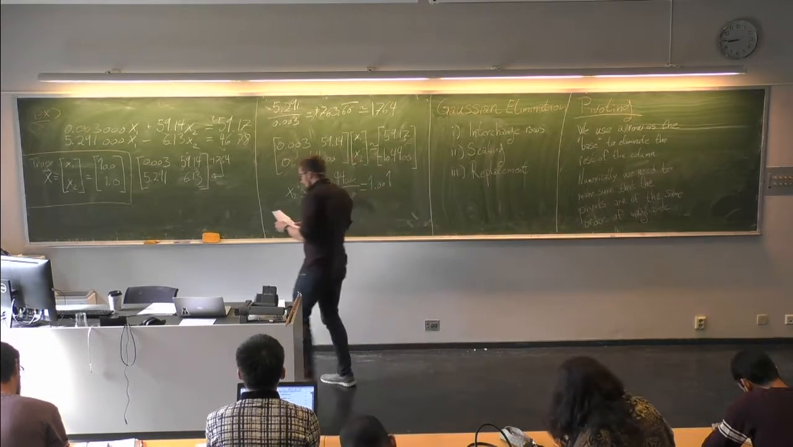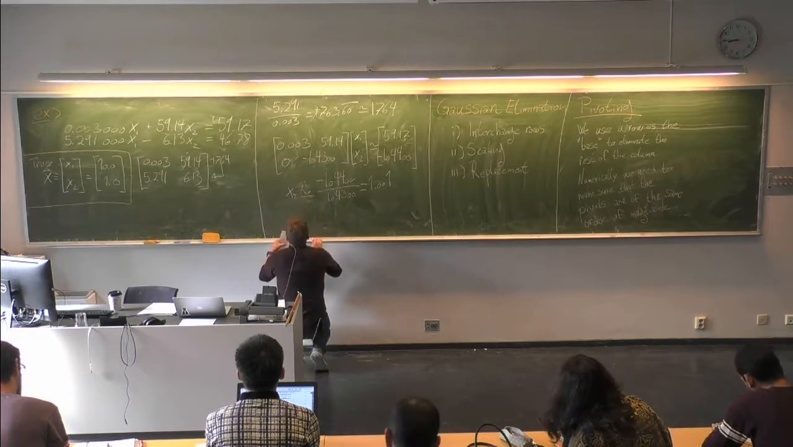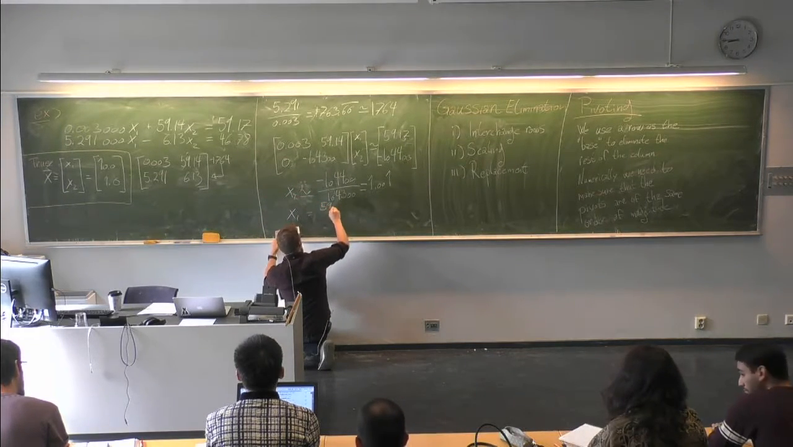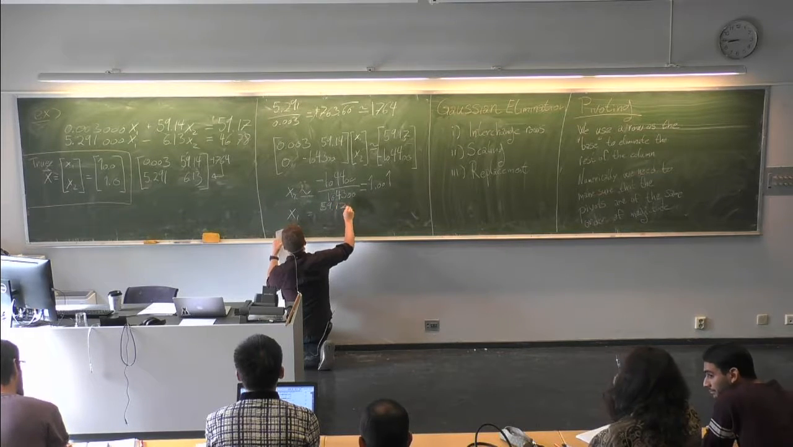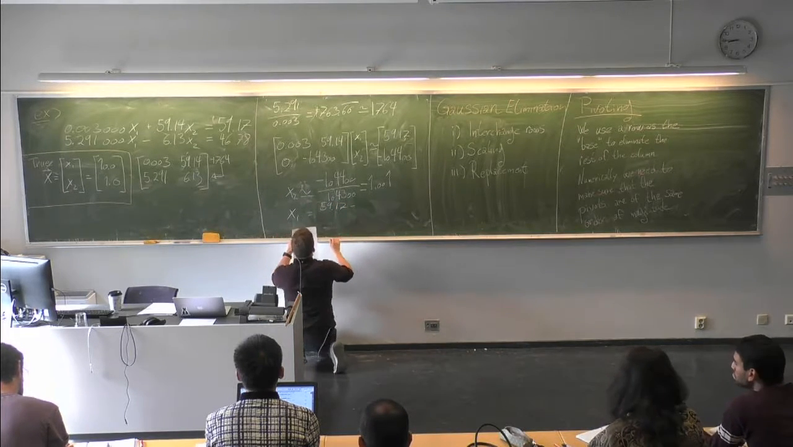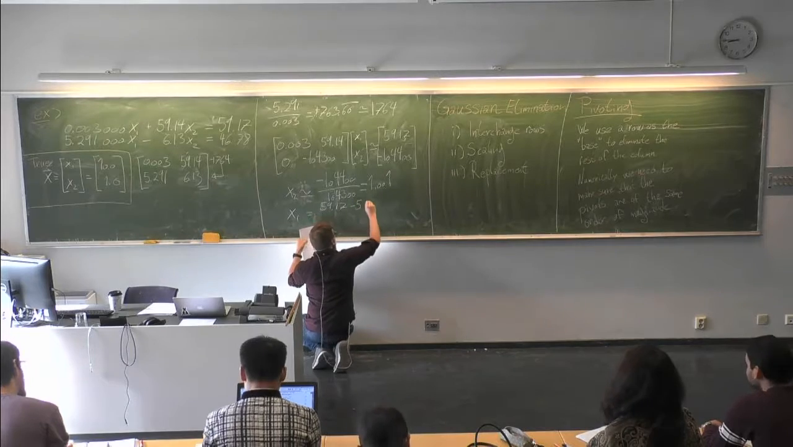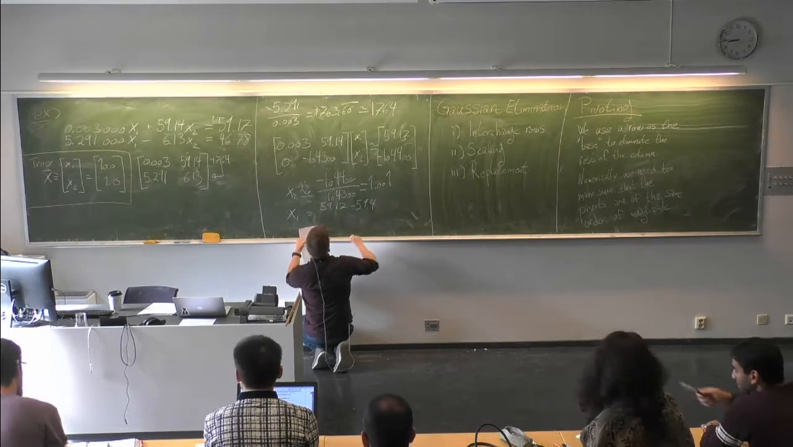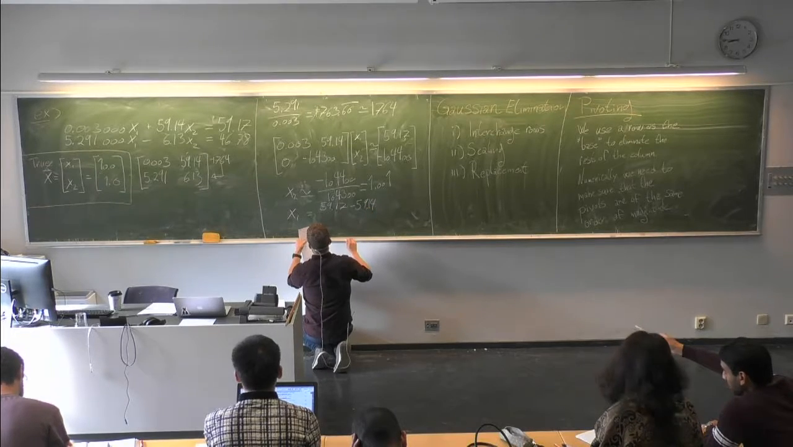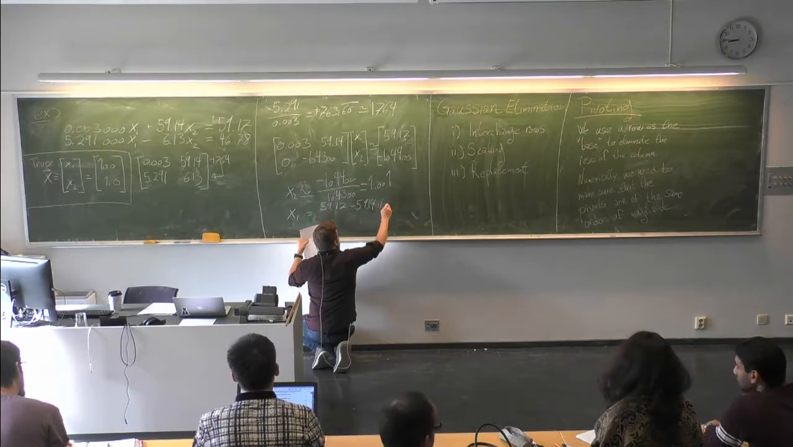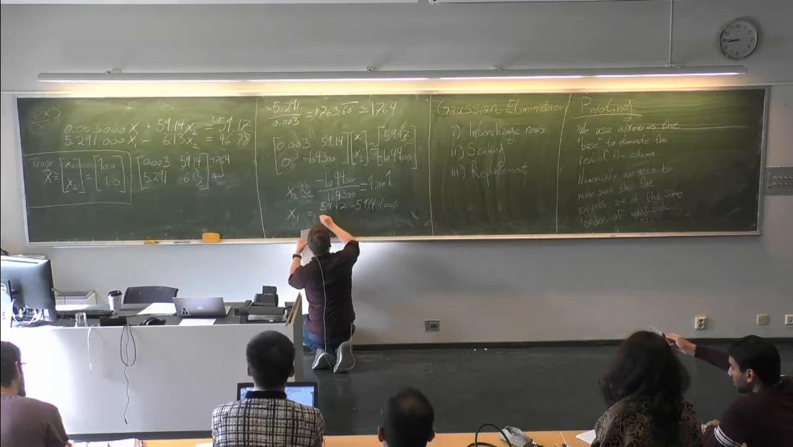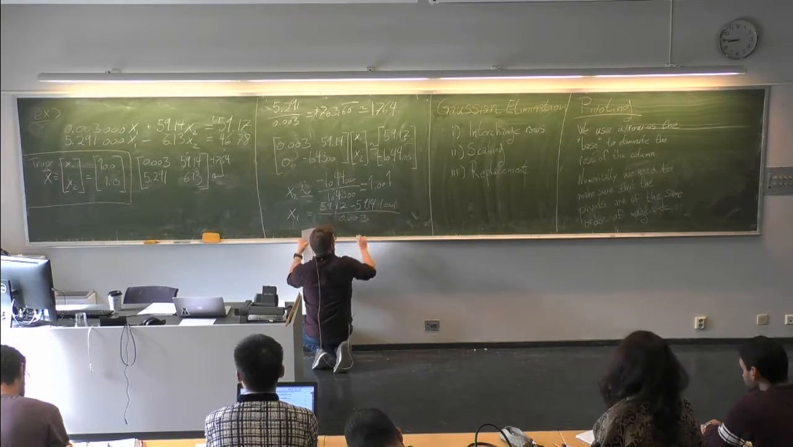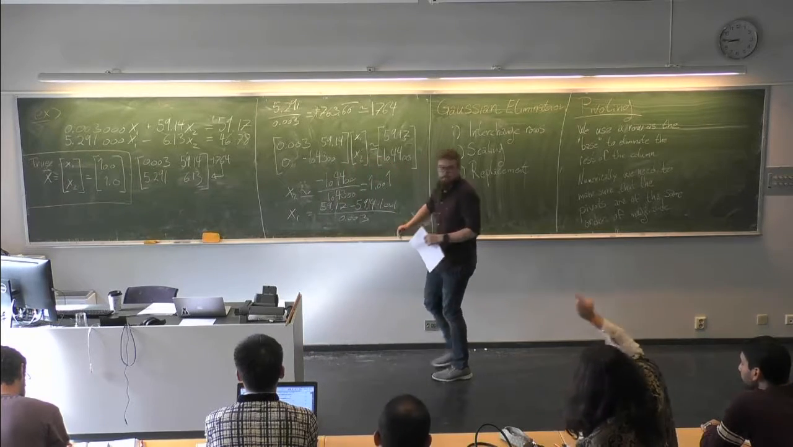That's fine, but for x1, we get 0.17 minus 5, 0.01, 3.